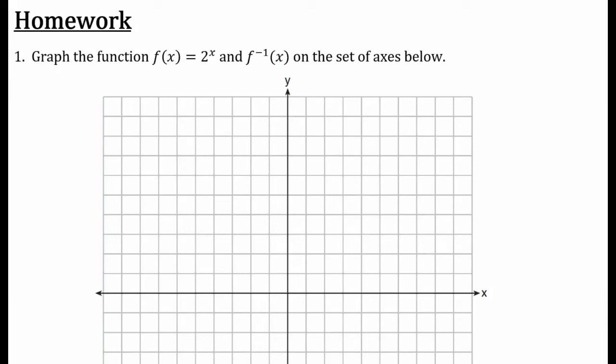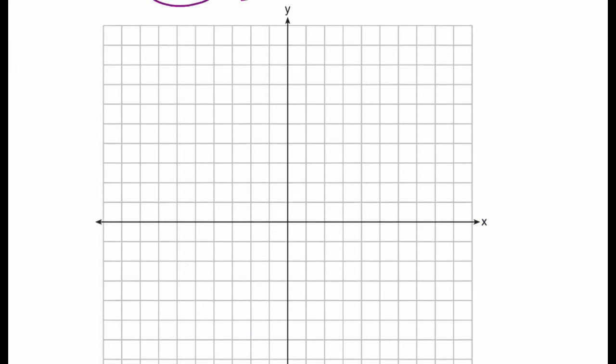Number one, graph the function f of x equals 2 to the x, and hopefully you realize this notation means the inverse of f. That's the inverse of f on the set of axes below. So use your graphing calculator to graph 2 to the x. You should be able to do that pretty quickly.